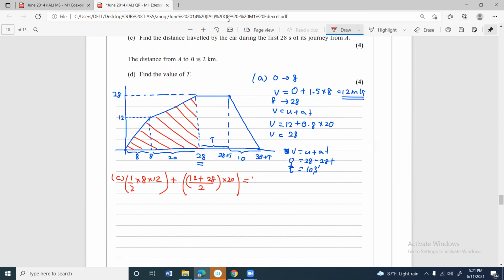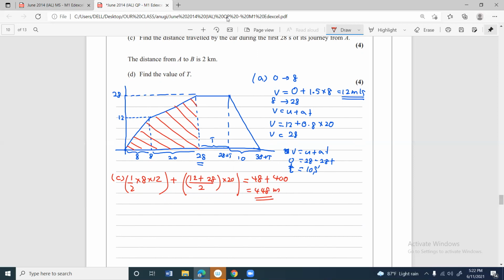This is 48 plus this one, 12 plus 28 by 2 into 20. It's 400. That is 448 meters. That's the answer for that, right?